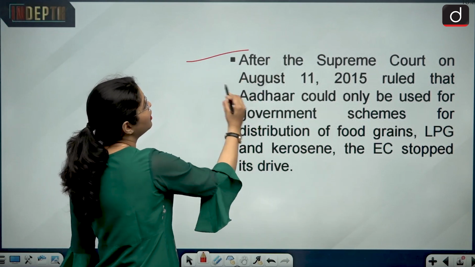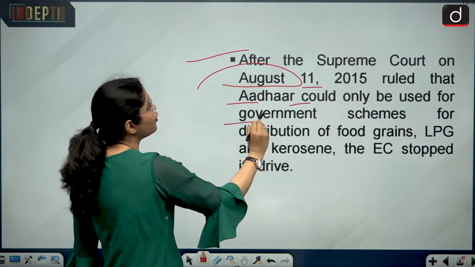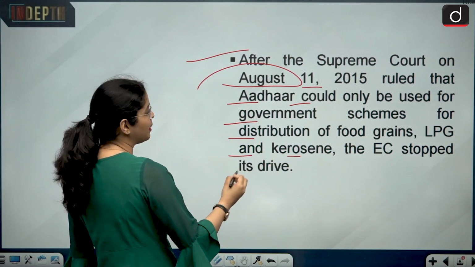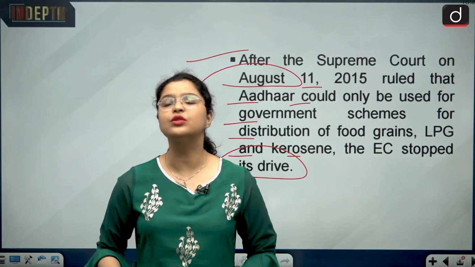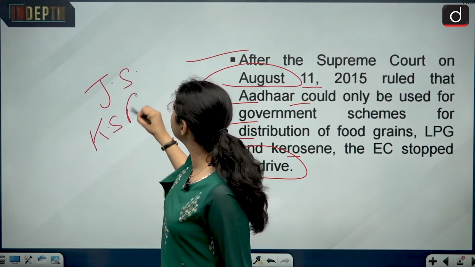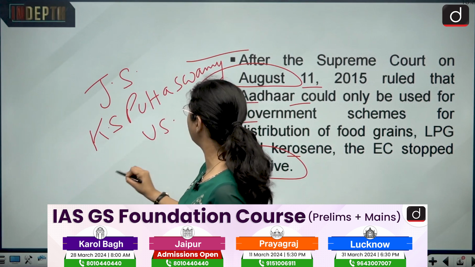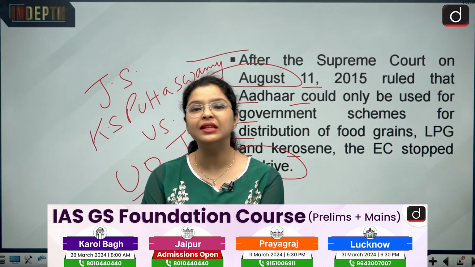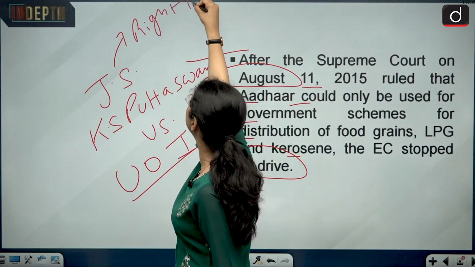Moving forward, after the Supreme Court on August 11, 2015 ruled that Aadhaar could only be used for government schemes for distribution of food grains, LPG and kerosene, the Election Commission stopped its 2015 drive. This landmark case was Justice K.S. Puttaswamy versus Union of India. This is known as the Aadhaar case, and this case led to the evolvement of the right to privacy in India.